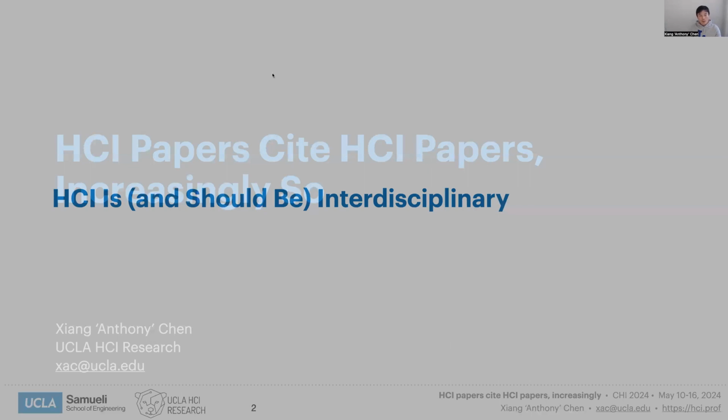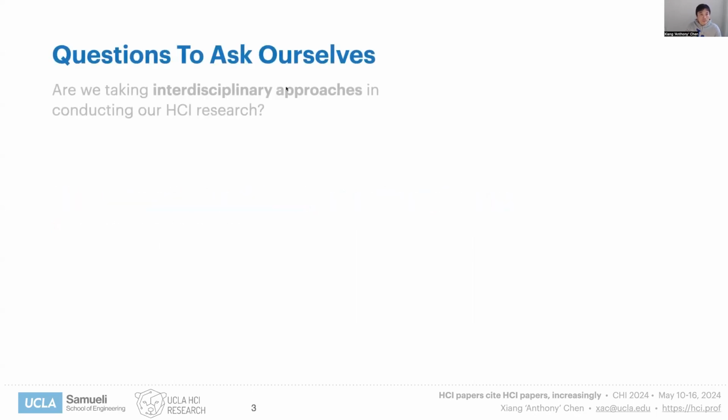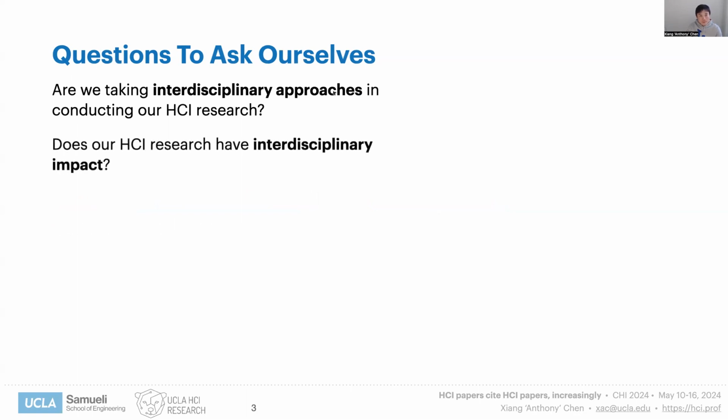I think we can all agree that HCI is and should be interdisciplinary. But how do we make sure of that? I think we can ask ourselves two questions. First, are we taking interdisciplinary approaches in conducting our HCI research? And second, does our HCI research have interdisciplinary impact? This paper focuses on attempting to answer the second question.